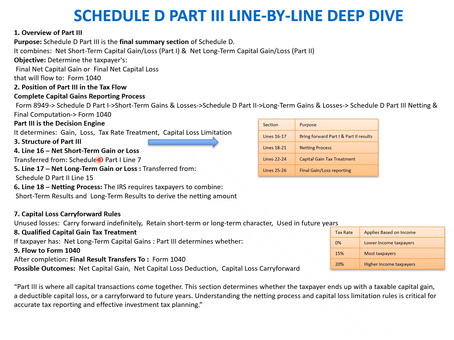Line 16 is the net short-term capital gain or loss. Line 17 is the net long-term capital gain or loss. Line 18 is the netting process. The IRS requires taxpayers to combine the short-term result and the long-term results to arrive at the netting amount. The capital loss carry forward rules: unused losses carry forward indefinitely and retain their short-term or long-term character in future years. Qualified for the capital gain tax treatment.